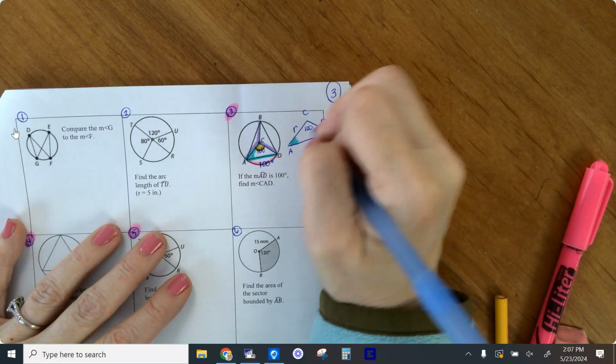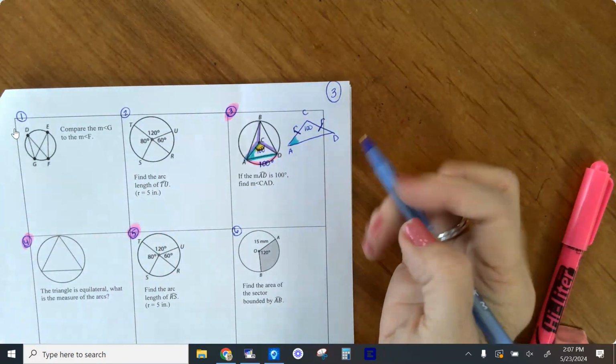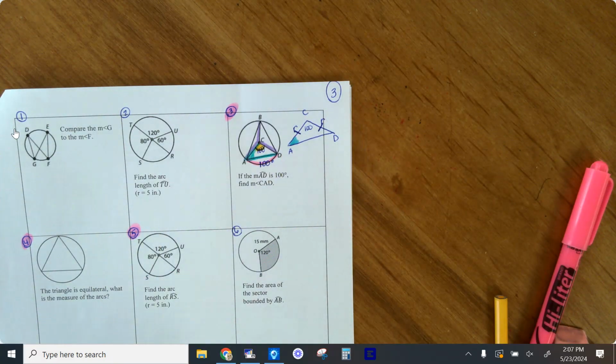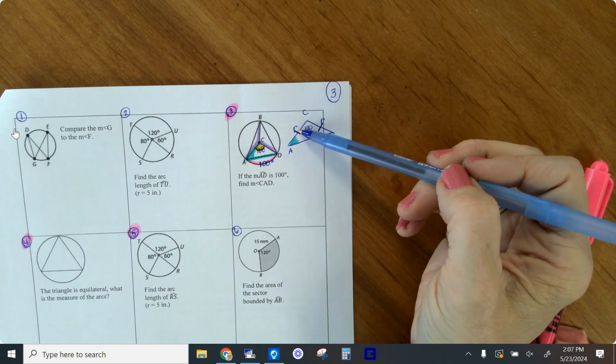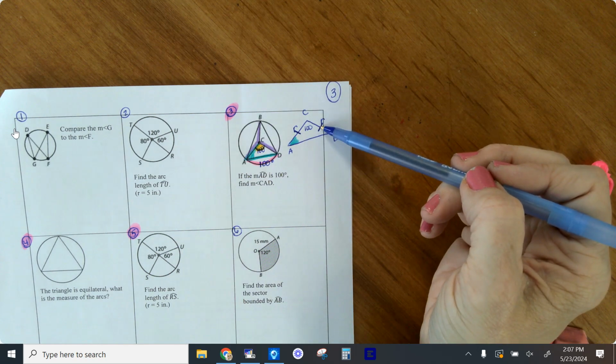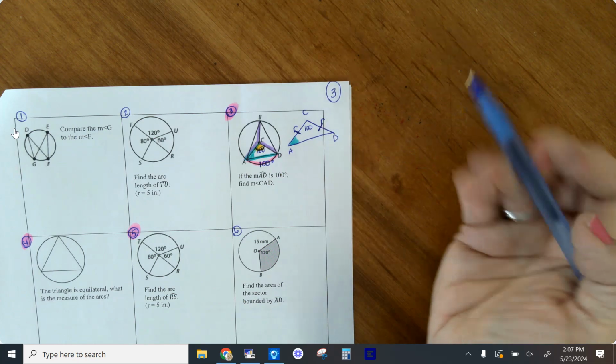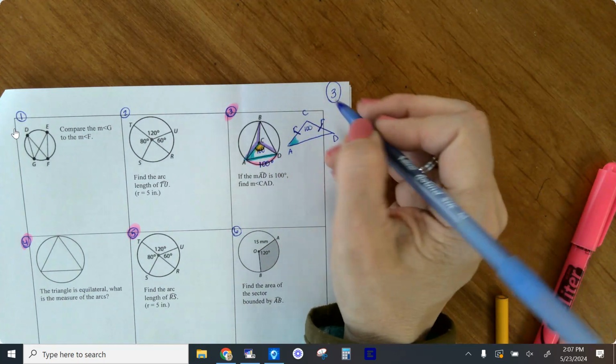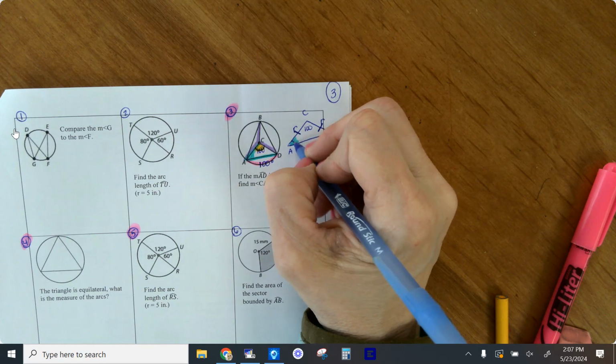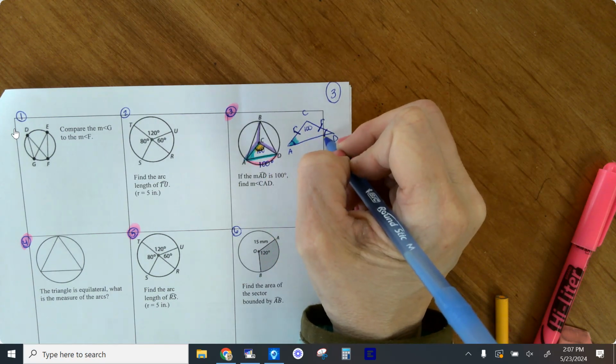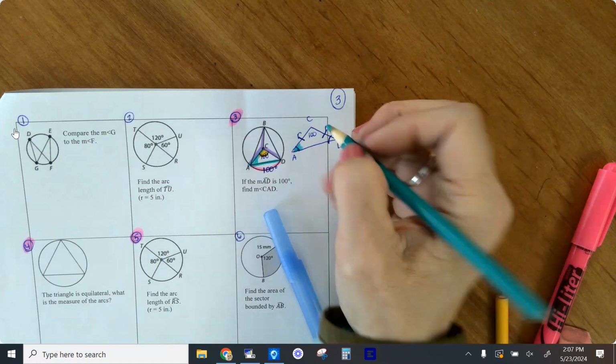They're congruent. Okay? So, if this side is congruent to this side, what kind of triangle do you have? And if you have an isosceles triangle, what do you know about these base angles down here? They're the same. They're congruent.